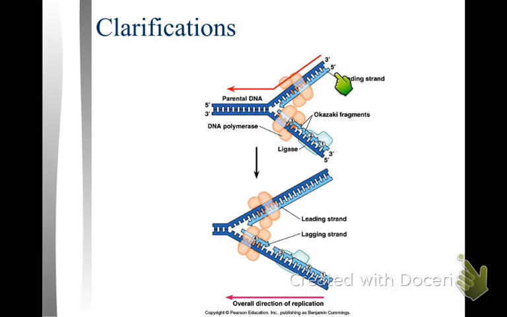So the 5, remember, that's the ribose side, and this is the phosphate side. So there would be a phosphate, ribose, phosphate, ribose. This would be ribose, phosphate, ribose, phosphate. Okay. So the nucleotides are added in that 5 side first, but it's actually read in a 3 to 5 direction.